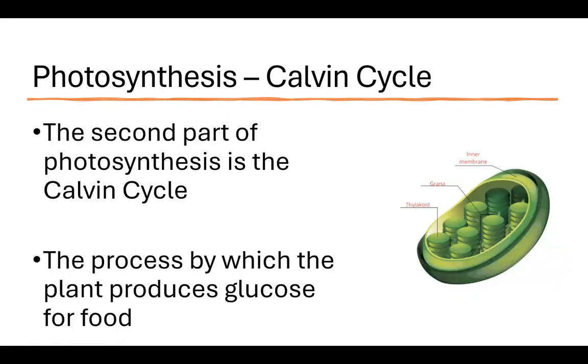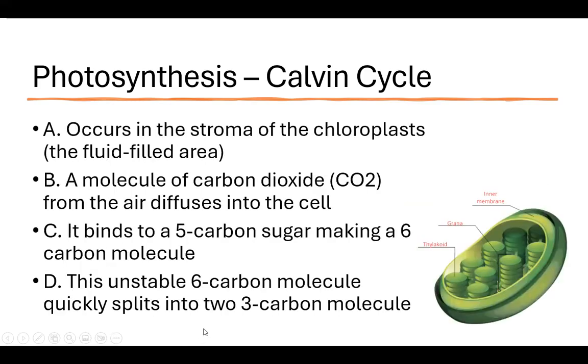So let's talk about the second phase of photosynthesis, which is known as the Calvin cycle. And this is the process by which the plant produces glucose for food. How amazing is that? So in photosynthesis, the second phase is known as the Calvin cycle. And this is the process by which the plant produces glucose for food. So let's take a look at this Calvin cycle a little closer.